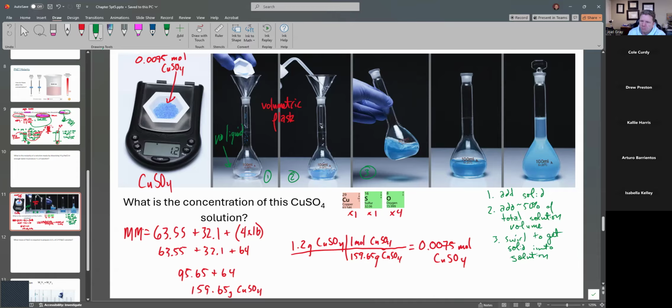Step four, well, okay, now we're ready. So I'm going to put this as step 4 and 5. Step 4 is add solvent to exactly 100 milliliters. Or I'm just going to say to exact, or to desired volume.